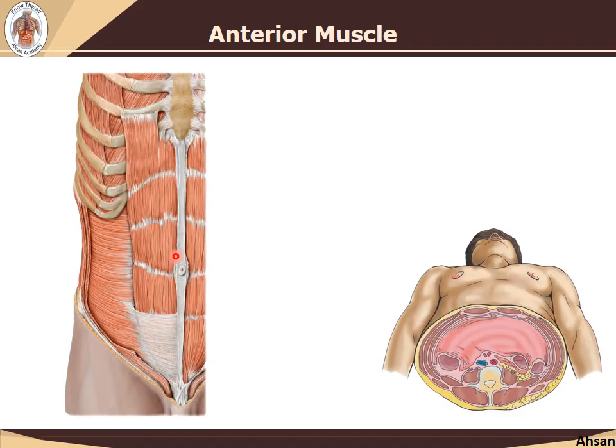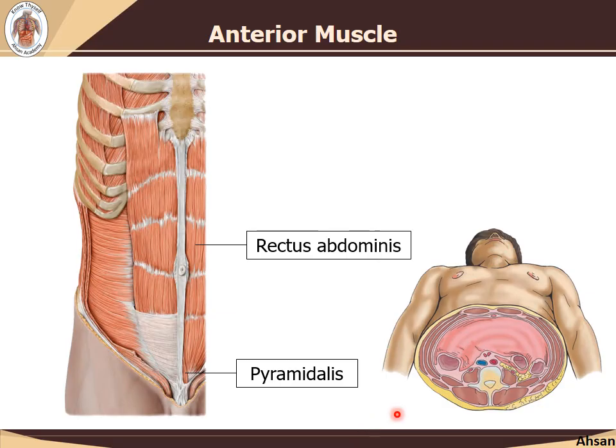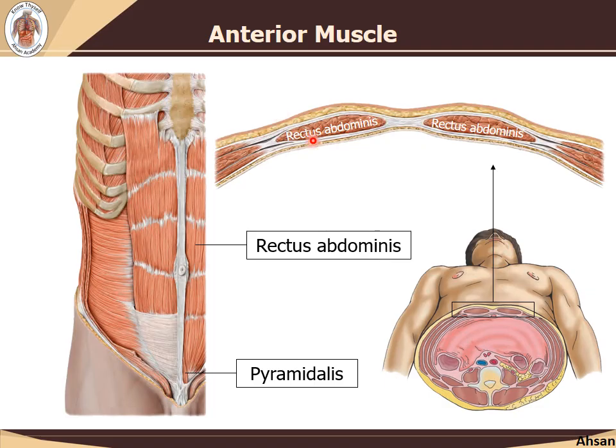Anterior fiber, you can see this is the rectus abdominis muscle and a small pyramidalis muscle. You can see here this is the rectus abdominis muscle, and the aponeurosis going to the linea alba is placed to enclose this rectus muscle. It is called the rectus sheath.